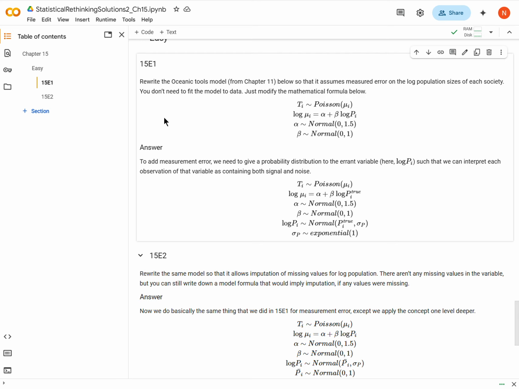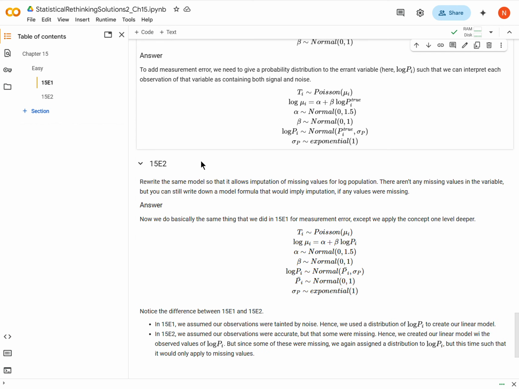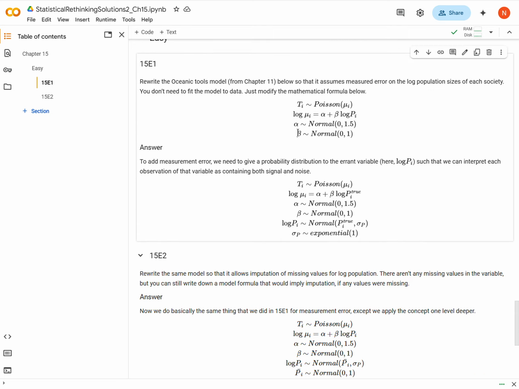Okay, so these two questions are related. We're going to look at the Oceanic tools model from chapter 11, which is just reproduced right here. And we're going to do two things to it. In 15E1, we're going to allow for measurement error in that value right there, the log of population. You could think about it as just being p, but it's the log of population. And then in 15E2, instead of allowing for measurement error, we're going to allow for missing values for log population. Okay, so let's take these one at a time.